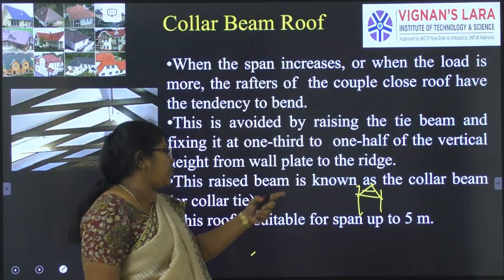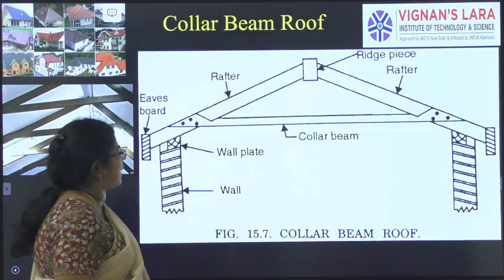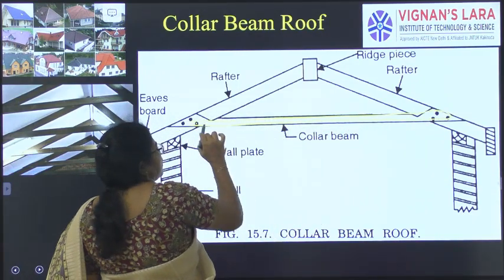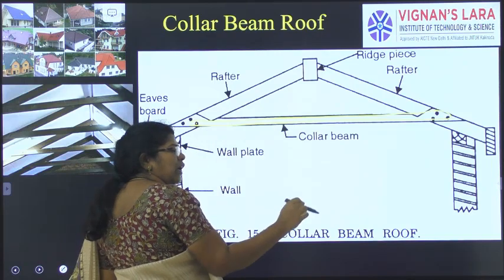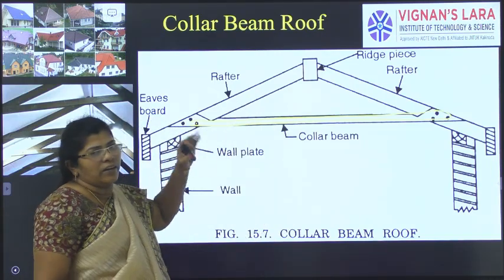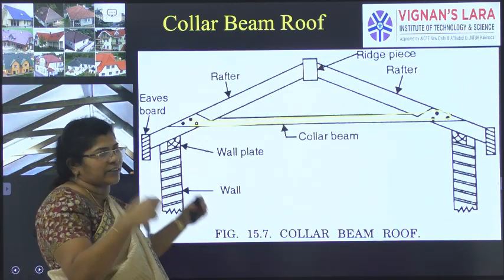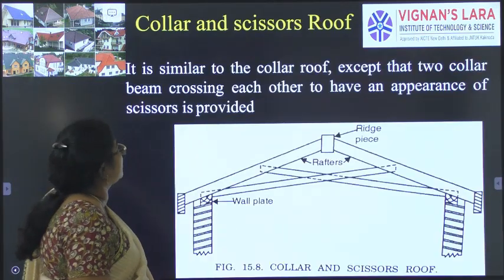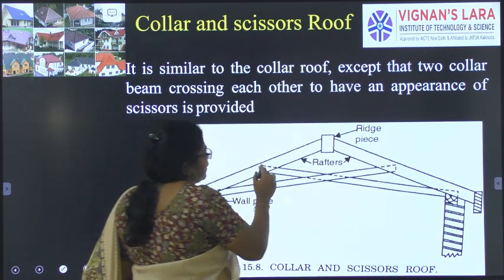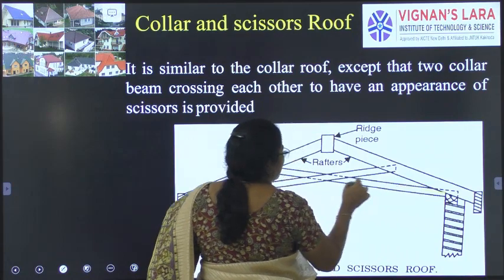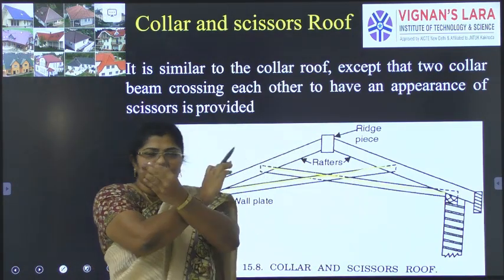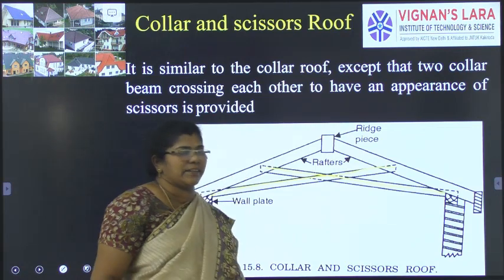The raised beam is known as the collar beam or the collar tie. So here you can see, in order to give connection strength to the common rafter, this is there, and this will give extra length and also extra strength to the roof. And the next one is the collar scissor roof, where we can see the ties like those of scissors. They will be crossed like this, so that it will give some more additional strength.